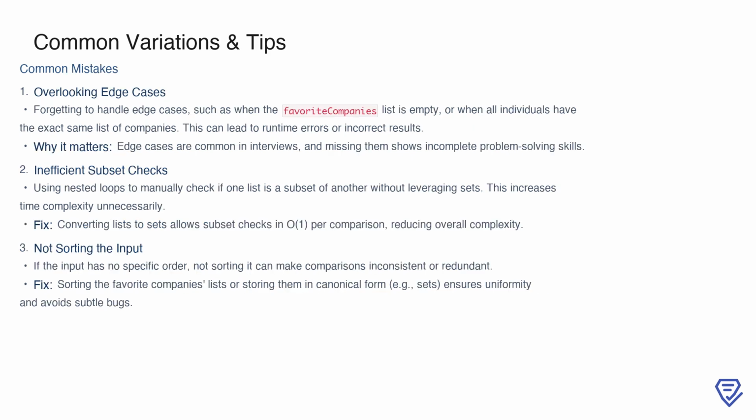One common pitfall when solving this problem is overlooking edge cases. For instance, what happens if the favorite companies list is empty or if all individuals share the exact same list of companies?